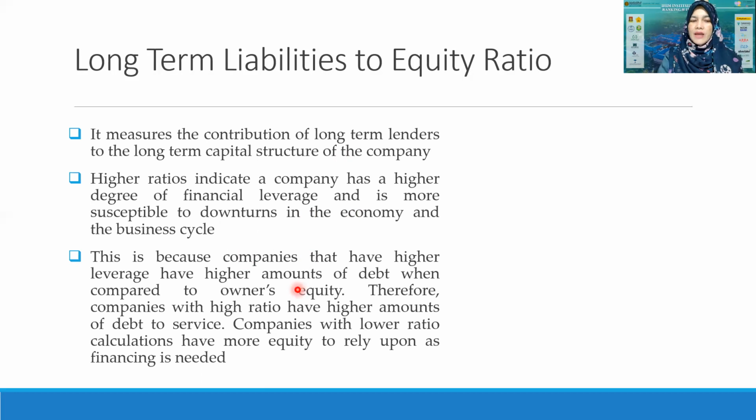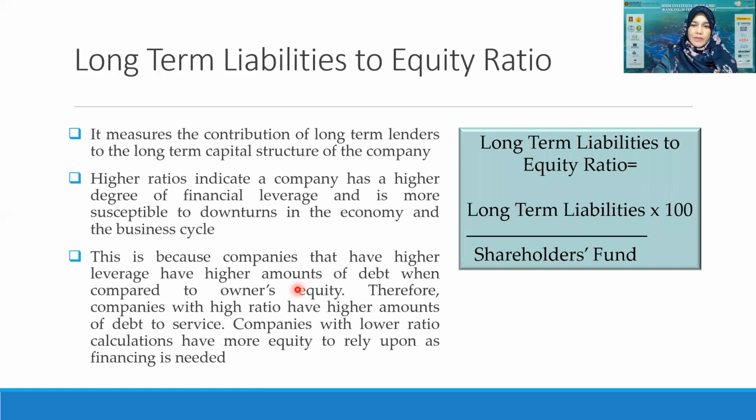This is because a company that has higher leverage has a higher amount of debt compared to owner's equity. Therefore, companies with a high ratio have higher amounts of debt to service. Companies with a lower ratio may have more equity to rely upon as financing is needed. Usually companies with a low ratio are favorable in their ratio, which also means they have less debt. So the formula is long-term liability divided by shareholders' fund, multiplied by 100.